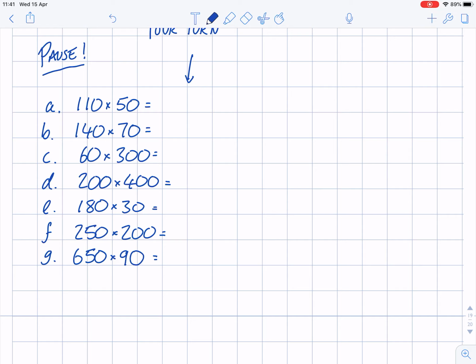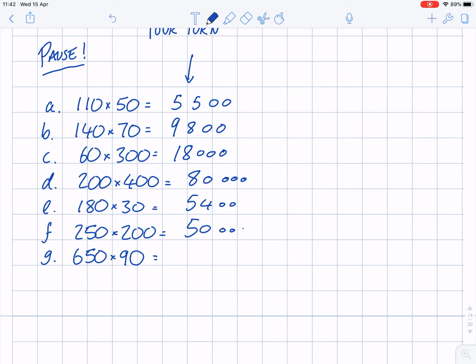All right then. First answer is 5,500. Second is 9,800. C is 18,000. D, big answer here, 80,000. E, 5,400. F, 50,000. And G, 58,500. Now let's go through G just to make sure that we're using the right method.